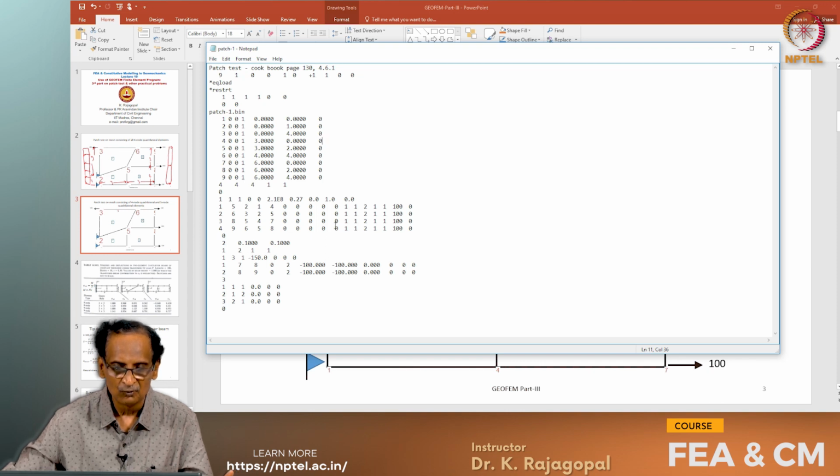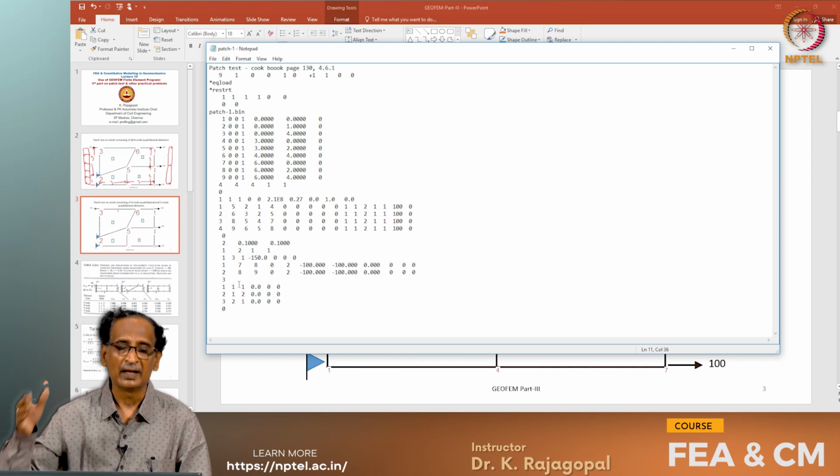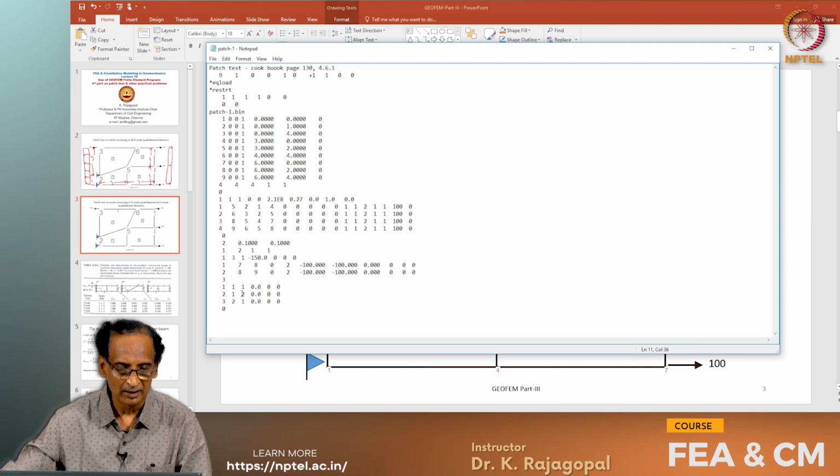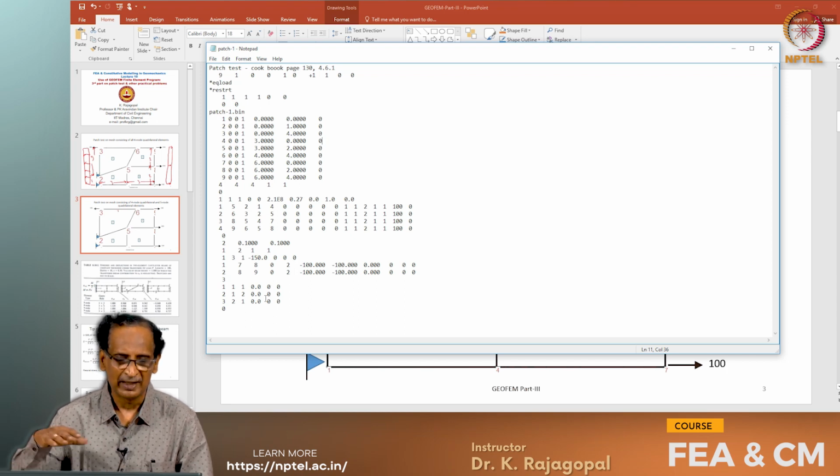And then we have all these quadrilateral elements, they are defined with 4 nodes: 1 5 2 1 4, then 6 3 2 5, 8 5 4 7, 9 6 5 8. And node 1 is fixed in both x direction and y direction. So, you see here 1 and 2, it is fixed, whereas node 2 is fixed only in direction 1, that is in the x direction.